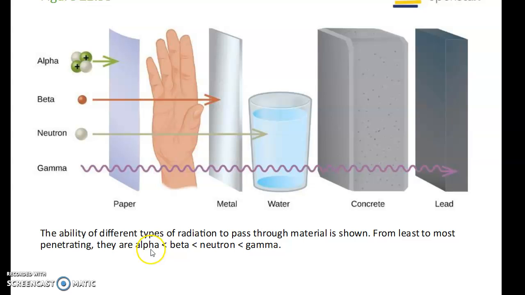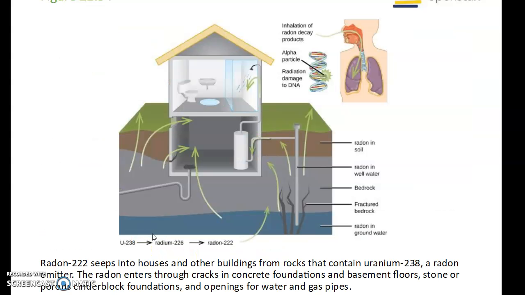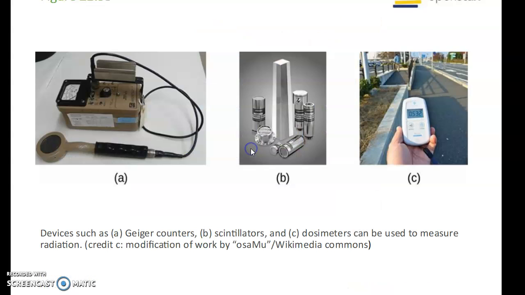So for penetrating power, alpha can be stopped by almost anything. Beta is stopped by things that are just a little tougher. Neutrons take a little bit more density than gamma, as it really takes quite a bit to stop them. Radon seeps into your house from rocks containing uranium-238. This is a radon emitter, and it gets in through the cracks in foundations, so you do check your house for the presence of radon.